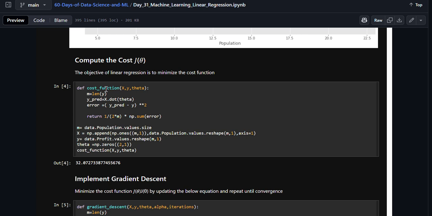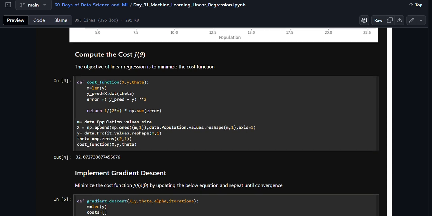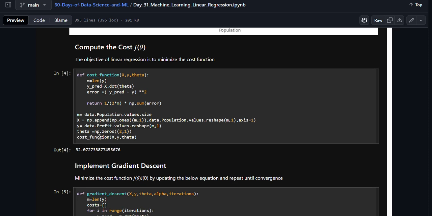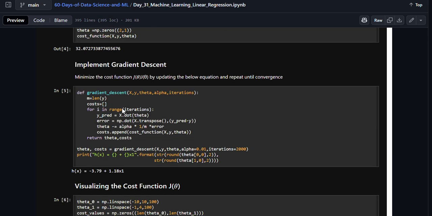So you define the cost function with X, y, and theta. There's a length of y, make a prediction with the data. There's an error, you square it. I'm not really sure how they got this calculation, but it seems right. You have the data population values with the size, append the data with NumPy and reshape it, and then look for the data with profit, and then give theta a certain value and have a cost function. This is what I implemented.